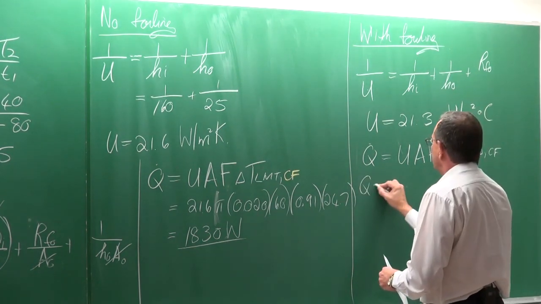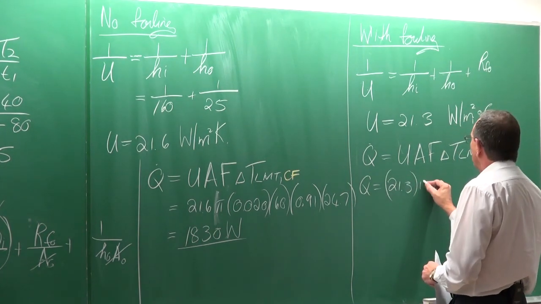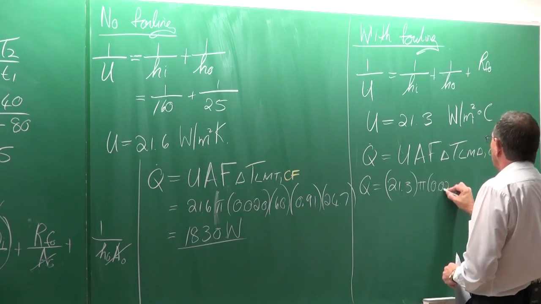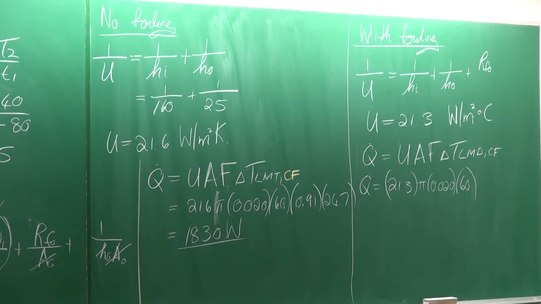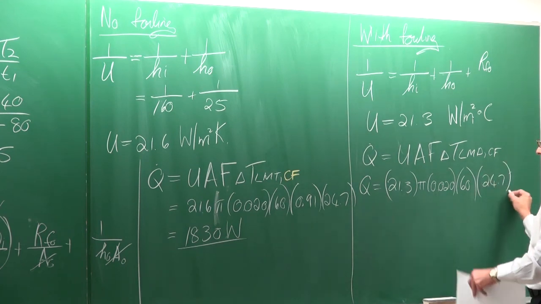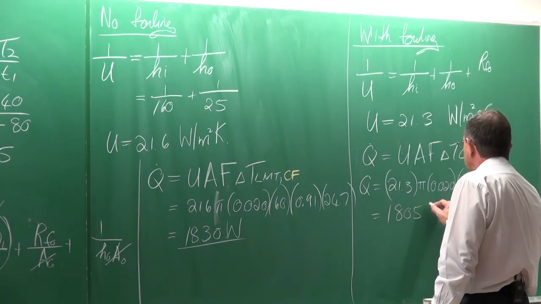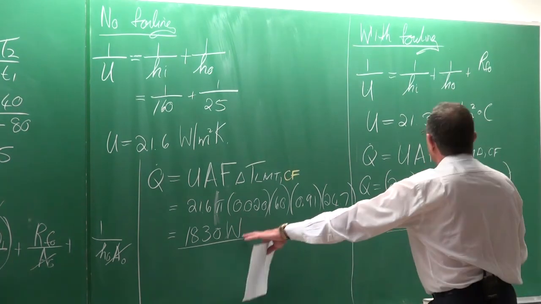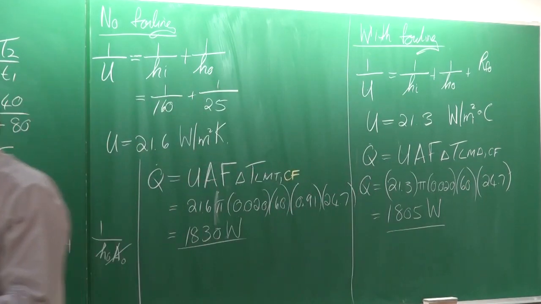The heat transfer rate is equal to U, which is now 21.3. The surface area for heat transfer is pi multiplied by the tube diameter, which is 20, multiplied by the tube length, which is 60, multiplied by LMTD, and the LMTD is equal to 24.7. And that gives us a heat transfer rate of not much less than that. And the reason is the overall heat transfer coefficient didn't change that much.